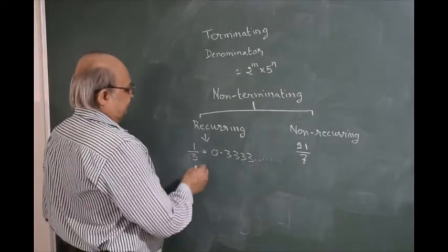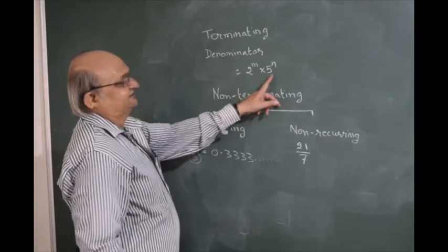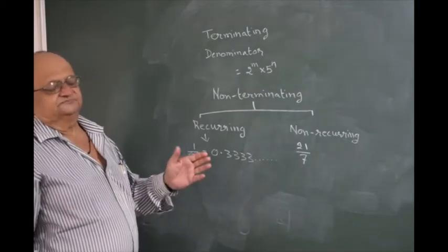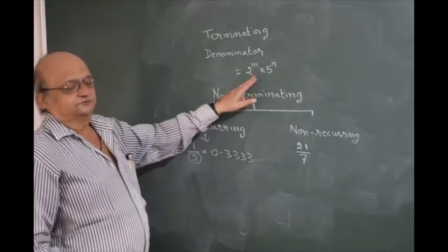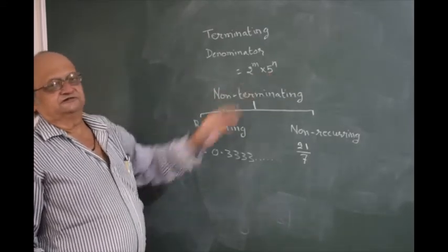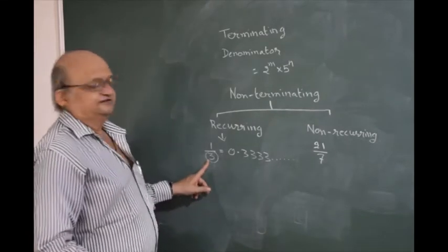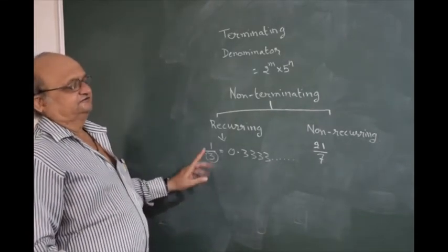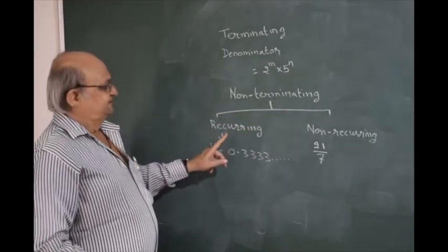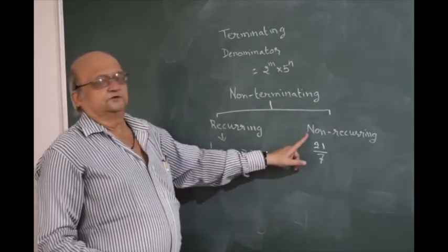So any factor of the denominator which is other than 2 and 5, any number, 3, remember 4 is 2 into 2, 5 is 5 raised to 1. 6, however, is 2 into 3 and we get 3 as an additional factor. It will become a non-terminating decimal. Non-terminating decimal can be recurring or non-recurring.